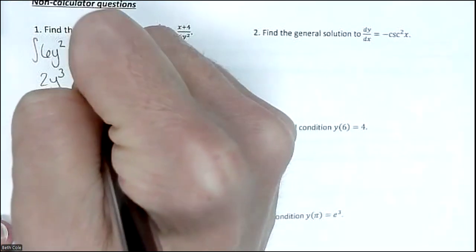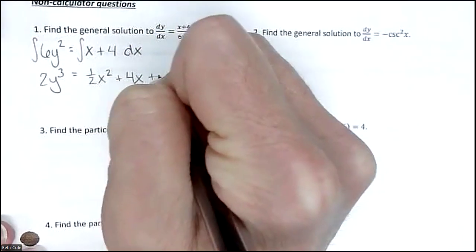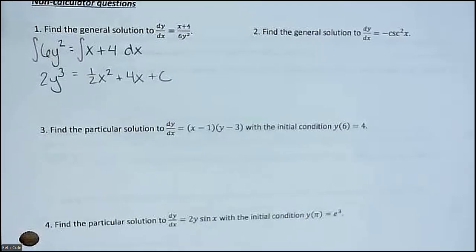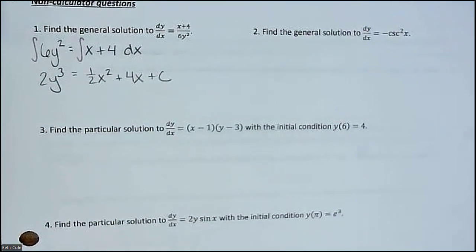Equals 1/2 x squared plus 4x plus c. And you're not going to figure out what c is. It says general solution, so that means infinite number of answers. I just wanted to make sure.